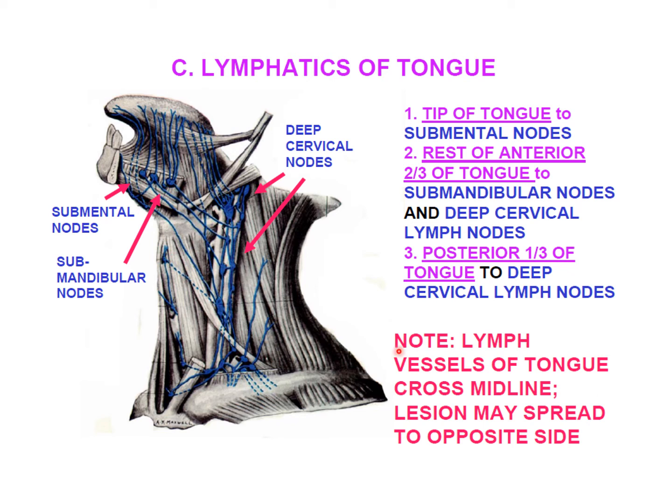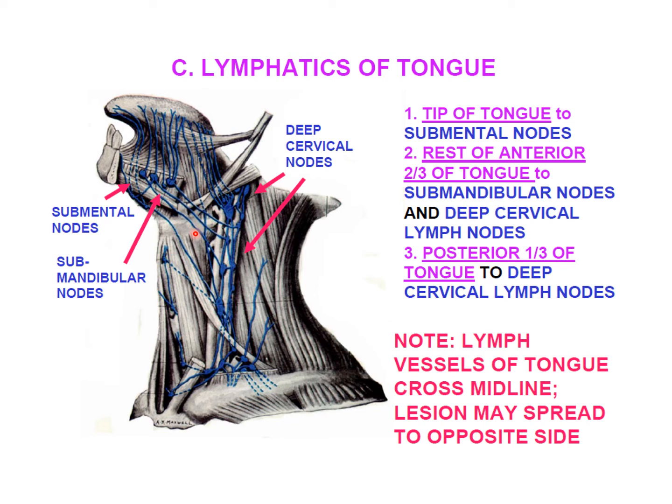Finally, we can look at the lymphatic drainage of the tongue. The lymph from the tip of the tongue drains to the submental group of lymph nodes, which ultimately drain into the deep cervical group of lymph nodes. The rest of the anterior trunk as well as the posterior trunk, they all drain into the deep cervical group of lymph nodes. The important thing to remember is that the lymphatics provide a pathway for spread of cancer, which is known as metastasis.